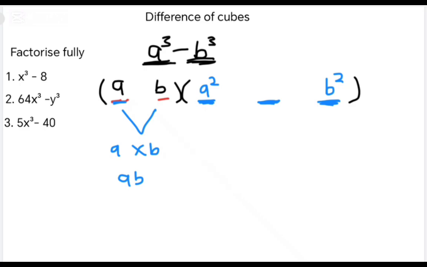It's very, very easy. So here we're going to take this one and multiply it here. So here we're going to have ab, which is the multiplication of these two.